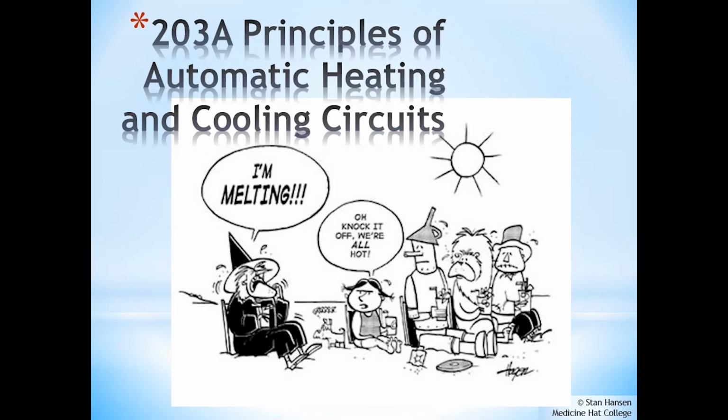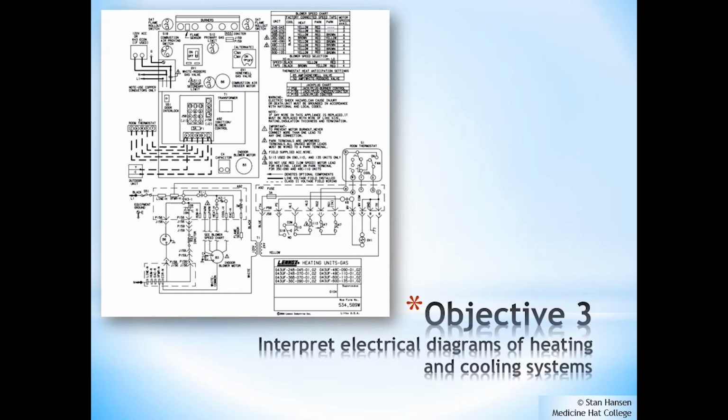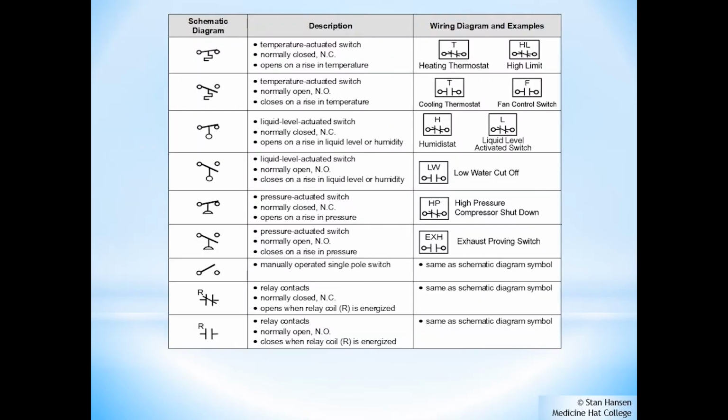Welcome to Module 203A on Principles of Automatic Heating and Cooling Circuits. Our next objective is to look at electrical diagrams of heating and cooling systems and become familiarized with their symbologies. My heating and cooling electrical drawings utilize both schematics and wiring diagrams, and all the devices I find on my schematics should also be found somewhere on my wiring diagrams.